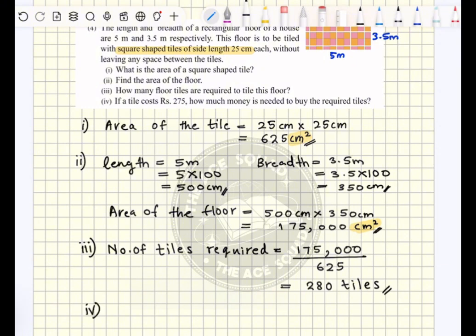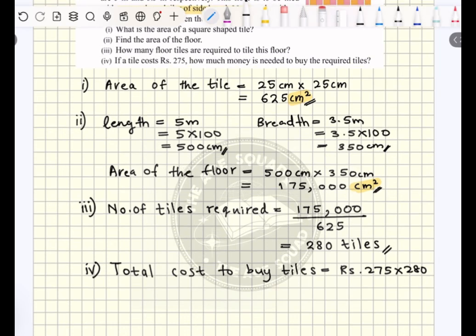So if a tile costs rupees 275, how much money is needed to buy the required tiles? So we need 280 tiles and the price of one tile is 275. So if you multiply both of them, you will get the total cost required. Total cost to buy tiles, rupees 275 times 280. So you can do the multiplication. 275 and 280. Yeah, so that's going to be rupees 77,000. Okay, so hope this is clear.